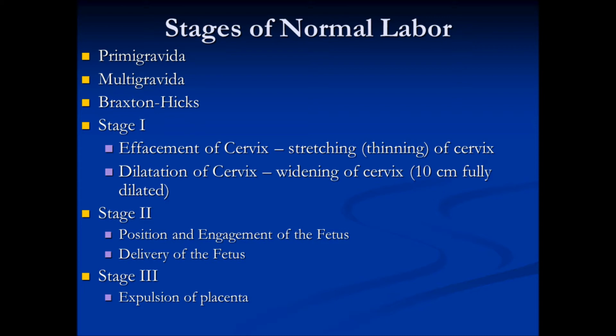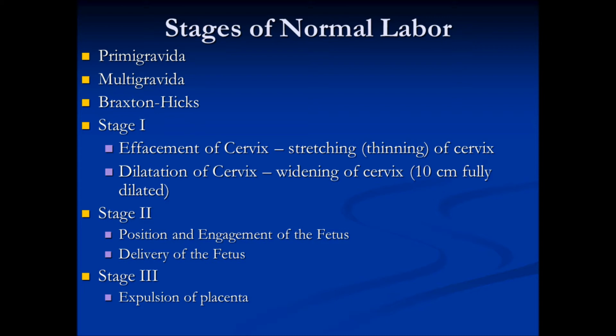Effacement and dilation are a result of the continuous pushing of the amniotic fluid and the fetus against the cervix, resulting from uterine contractions. In normal labor, the cervix primarily effaces during the early portion of stage 1. And dilation is minimal at first and then progresses rapidly towards the end of stage 1, when effacement has almost completed. Now, effacement and dilation of the cervix is illustrated very well on page 55 in your textbook.